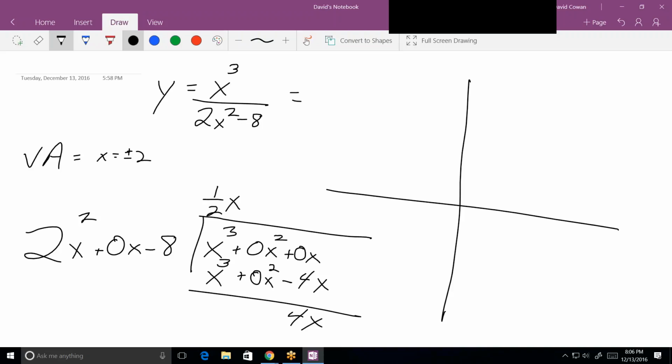Do you end up with 4x or -4x? Oh, it's -8. Okay, so it would be positive 4. In other words, it's 0x minus a minus 4x, so I get plus 4x, and that's a remainder. So my remainder is 4x divided by my divisor, and the equation of the slant asymptote is just 1/2 x. Just the quotient, not counting the remainder.